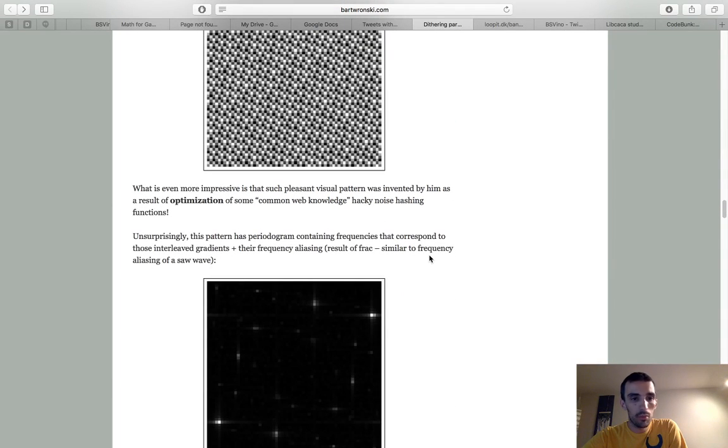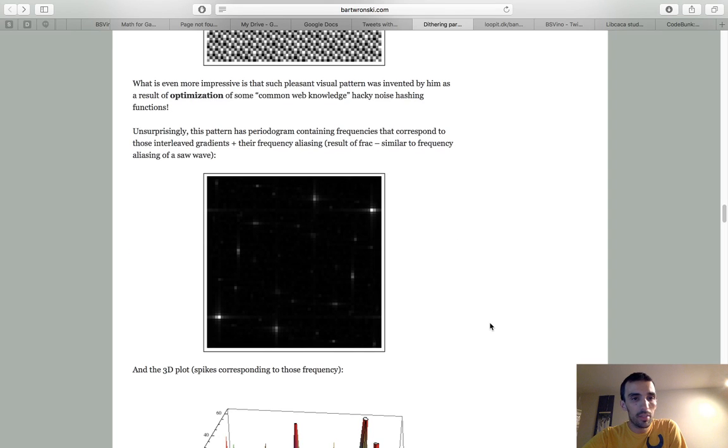What's even more impressive is that such a pleasant visual pattern was invented by him as a result of optimization of some common web knowledge hacking noise hashing functions. Oh, that's what you mean. Unsurprisingly, this pattern has parallelogram containing frequencies that correspond to those interleaved gradients. Ah, it's true, it does. And they're frequency aliens. So this frequency diagram looks a lot like the one that we looked at before. Oh, yeah.